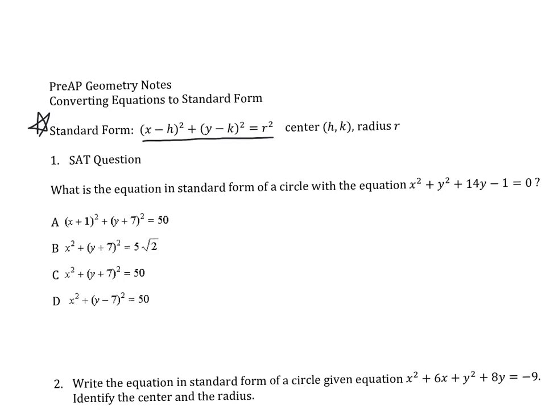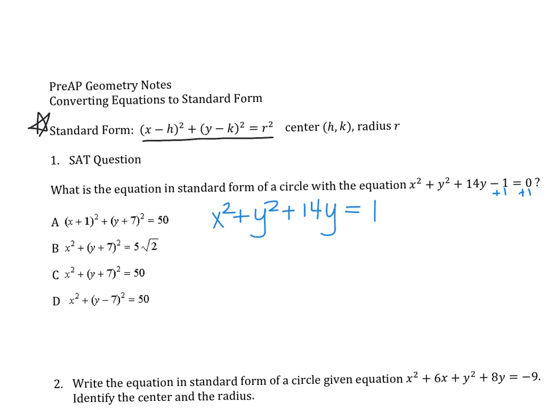So the first thing that you need to do is group all the like terms together. So any terms that have an x, you're going to group them together. Any terms that have a y, you're going to group them together. And then move the constant to the other side of the equation using the addition or subtraction property of equality. So if I did that, I would end up with x squared plus y squared plus 14y equals 1, because I ended up adding 1 to both sides of the equation.